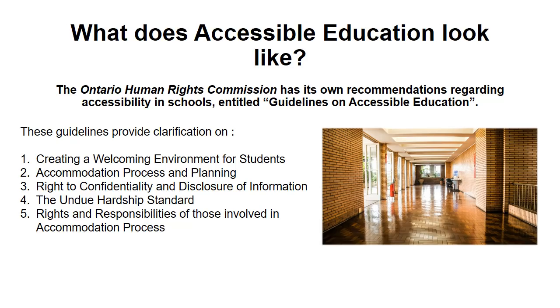What does accessible education look like? The Ontario Human Rights Commission has its own recommendations regarding accessibility in schools, entitled Guidelines on Accessible Education. These guidelines provide clarification on the following: creating a welcoming environment for students, accommodation process and planning, right to confidentiality and disclosure of information, the undue hardship standard, and rights and responsibilities of those involved in the accommodation process.